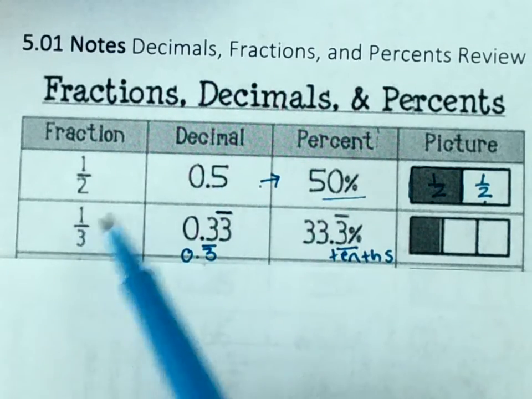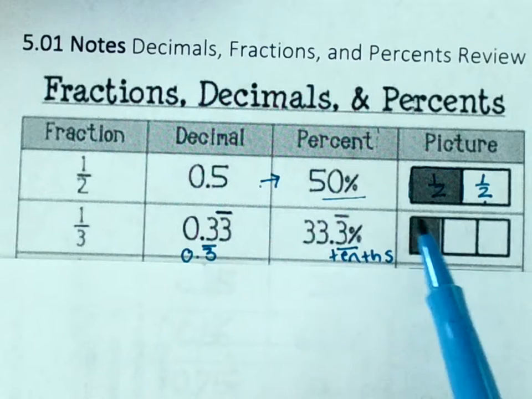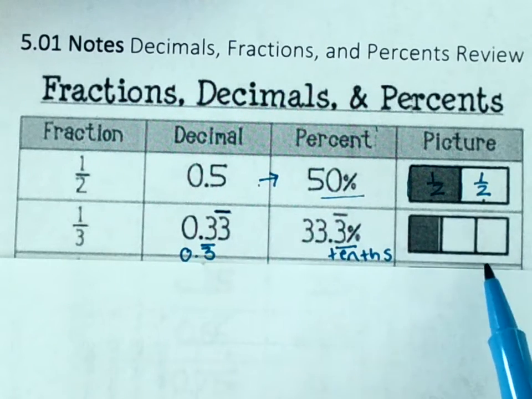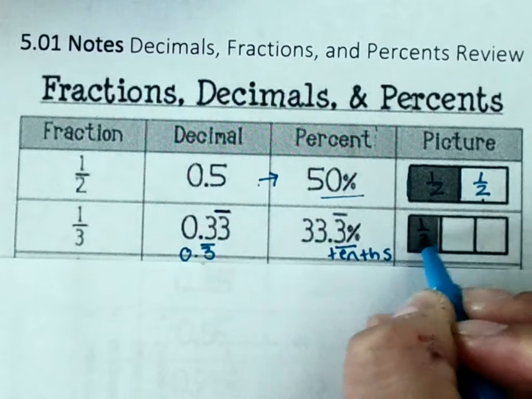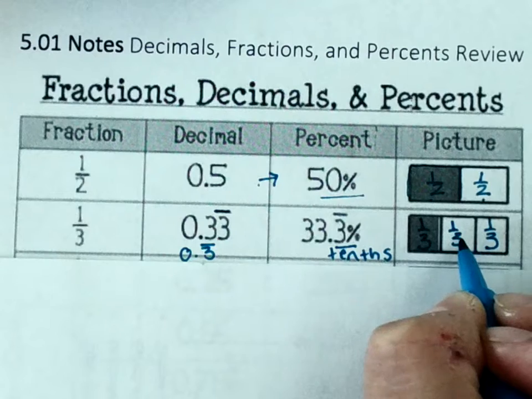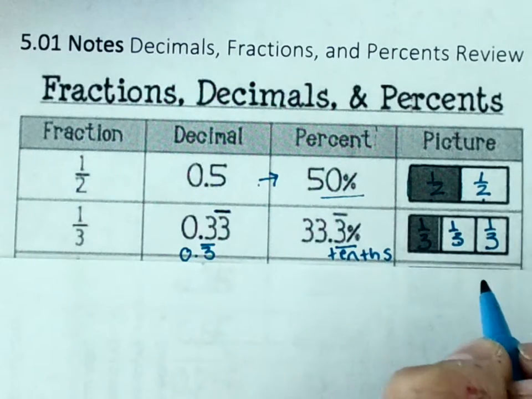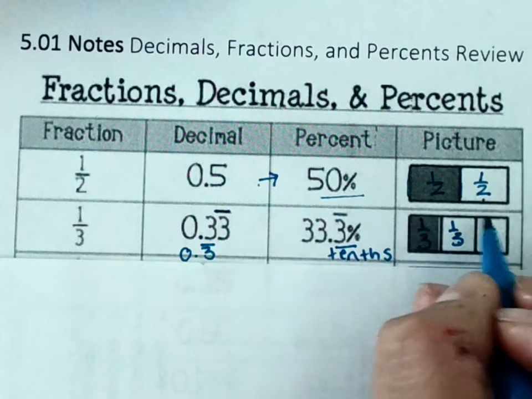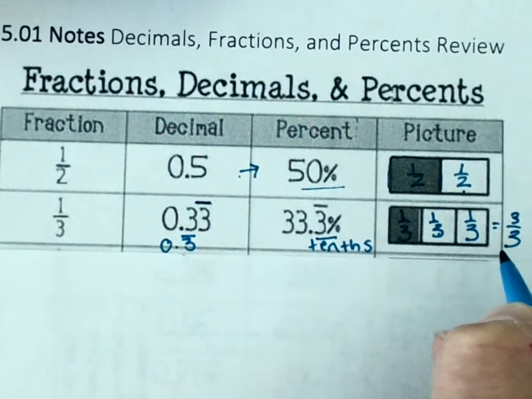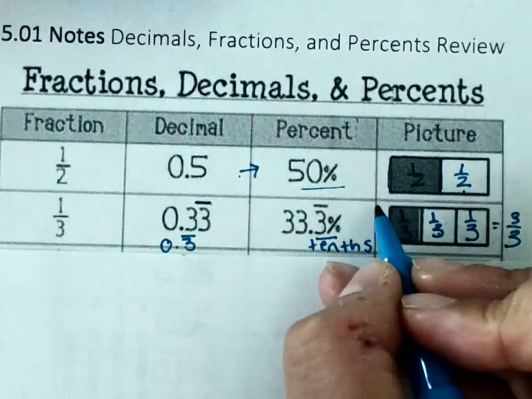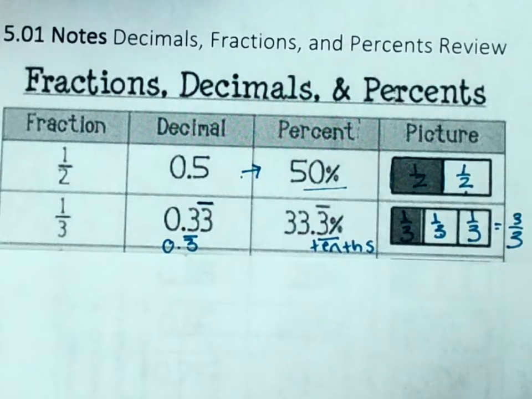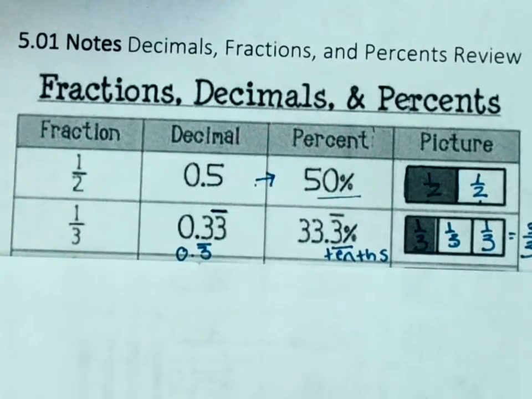Now, to show 1/3 as a picture, I would take the same rectangle, and instead of breaking it in half, I'd break it into 3 equal parts. So now we have 1/3, 1/3, and 1/3. 1/3 plus 1/3 plus 1/3 gives us 3/3, which again is 1 whole. So this picture, because only one segment is shaded in, represents 1/3.